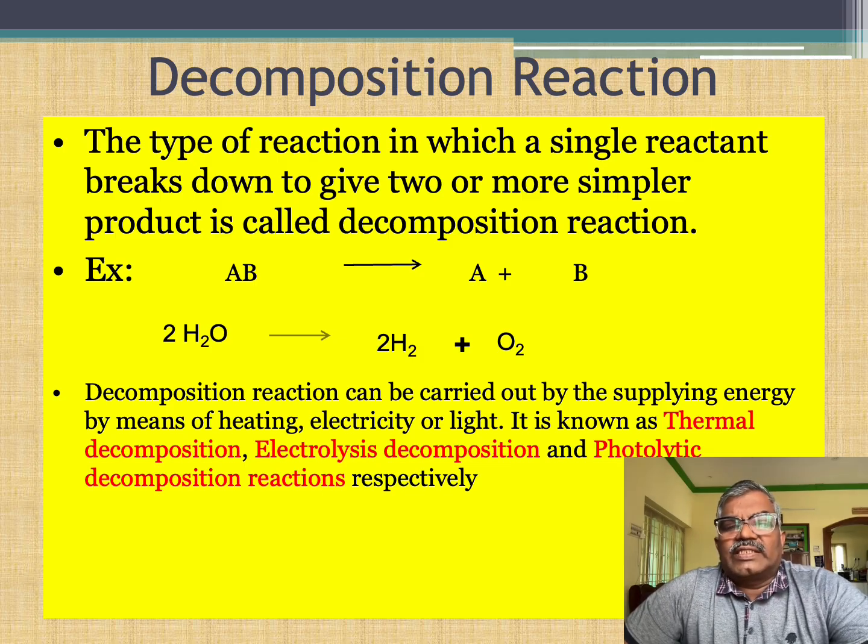So it is also a self-explanatory word. When a single reactant splits into 2 or more products, that reaction is known as decomposition reaction. Suppose in the question they ask you to define decomposition reaction, you have to say that a single reactant splits into 2 or more products. The general formula given is AB gives A plus B. So that is the general formula of decomposition reaction.